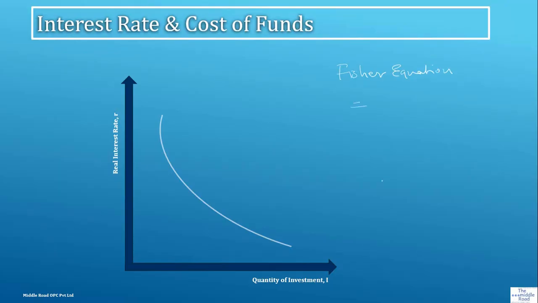The real interest rate plus inflation is nothing but the nominal rate. So the nominal interest rate is equal to the real interest rate plus inflation, which is the Fisher equation. Now, if you're looking at the quantity of investment demanded and we make a graph, it's as simple as a demand and supply graph. It is a function of the interest rate: as interest rates go down, the quantity of investment demanded keeps on increasing.